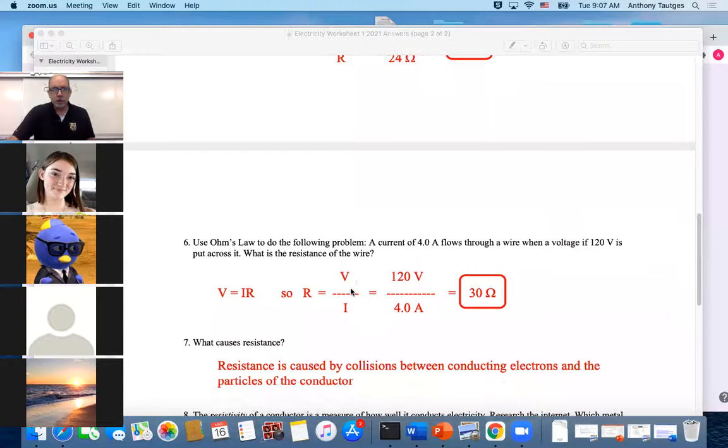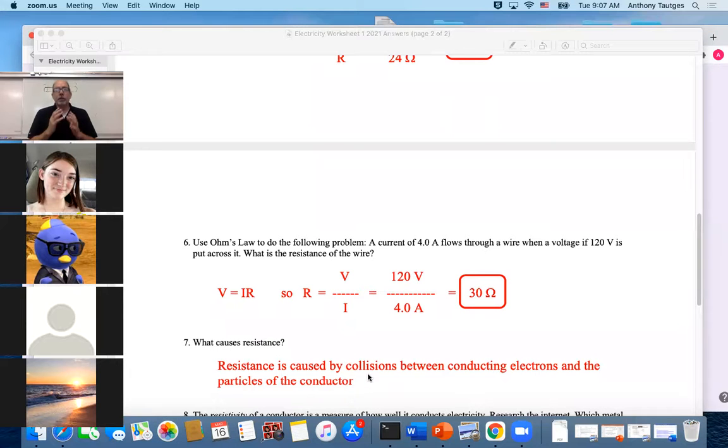That is resistance. So it's resistance to flow. The electrons don't just have a free and easy path down the wire, like my marbles did down that plastic trough. No, they have to fight their way through stuff, right? And that has come to be called resistance. So resistance is due to collisions between conducting electrons and the particles of the conductor. It's caused by collisions.